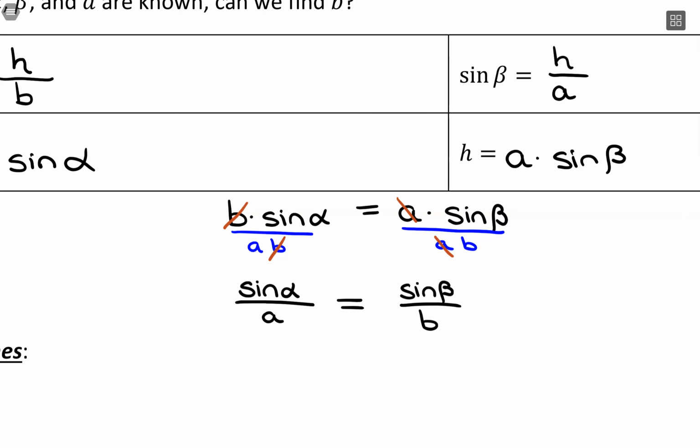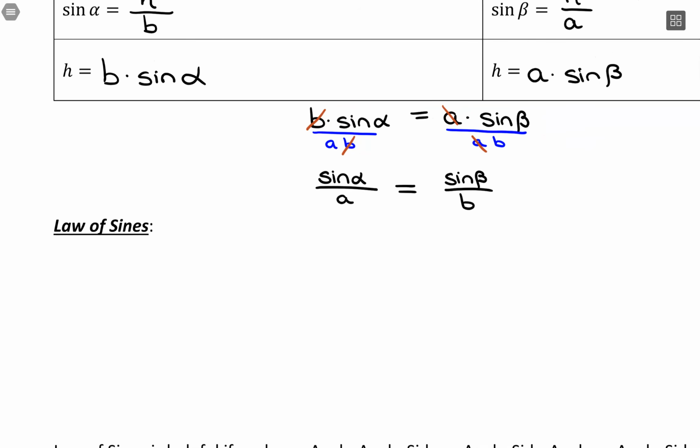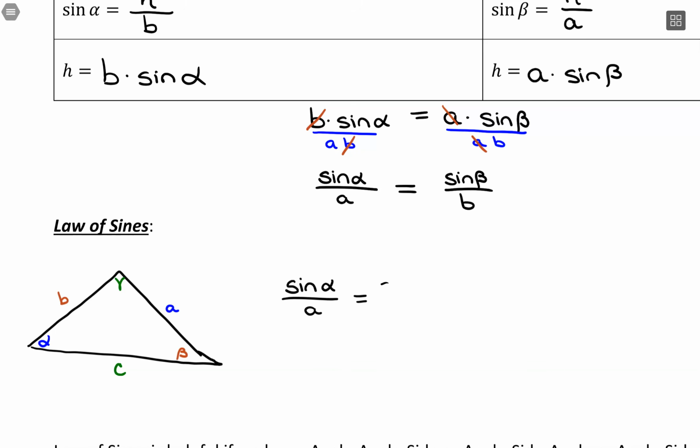The same ratio occurs. So what our law of sines looks like is that for any oblique triangle, so if I have some non-right triangle like that, and we have alpha and side length A, and we have beta and side length B, and we have gamma and side length C, then if we want to work with values on this triangle, we can take sine of alpha divided by A, which will be equal to sine of beta divided by B, which is equal to sine of gamma divided by C.